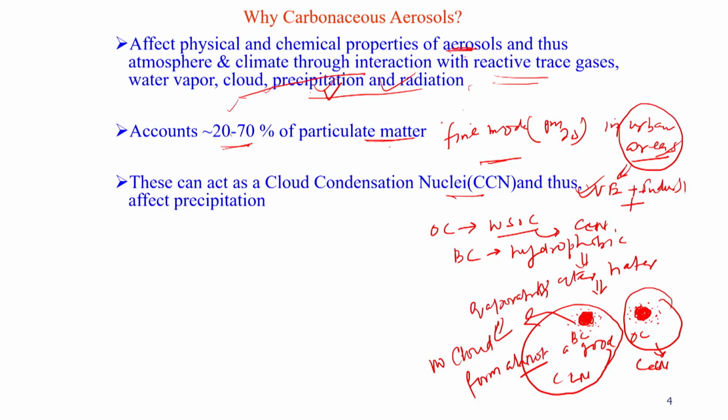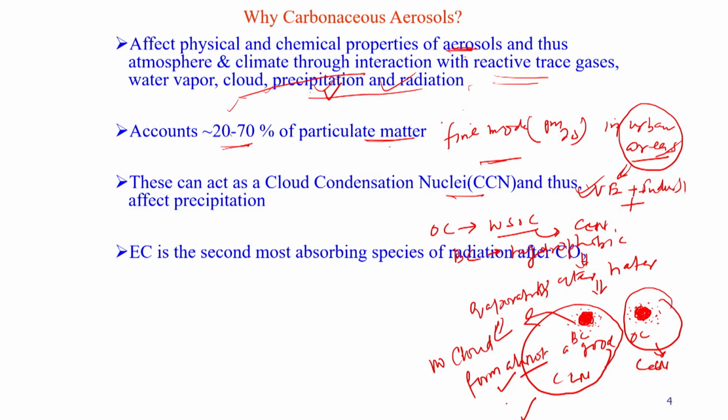So thus organic carbon or carbonaceous aerosols, especially the organic carbon, can act as CCN, and thus they can affect the precipitation. So if there is no cloud formation, what will happen? There will be no cloud formation, which means there will be no rain. So you will not expect any rain.